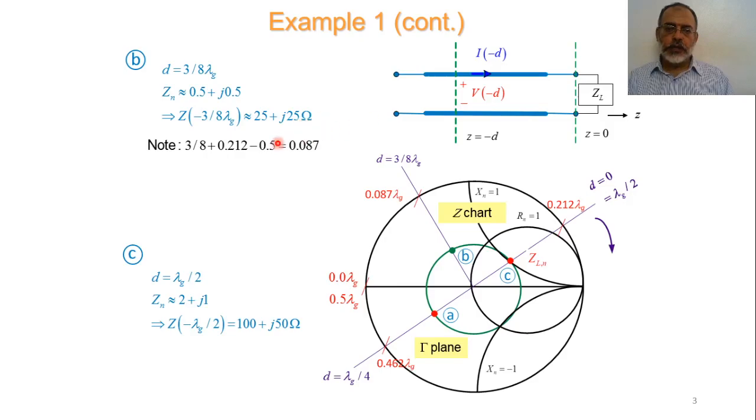Now, at a distance d equal lambda by 2, it means that we moved along the constant gamma circle a complete circle. So we return back to the original point. So the input impedance at z equal minus lambda guide by 2 would be the same as Z load, which equals 2 plus j1, or after multiplying by Z naught, it would be 100 ohm plus j50 ohms.